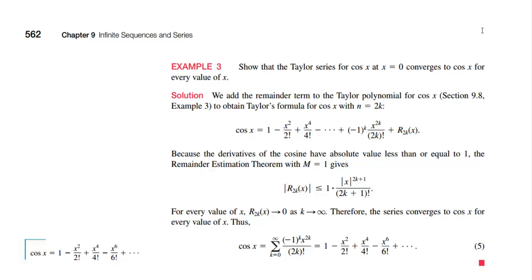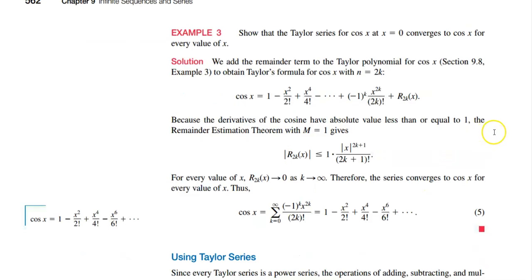And once again, the derivatives of the cosine all have an absolute value less than or equal to 1. So the remainder estimation theorem here with M equals 1 gives us the absolute value of r sub 2k of x is less than or equal to 1 times the absolute value of x to the 2k+1 power over (2k+1) factorial. For every value of x, r sub 2k of x approaches 0 as k approaches infinity. So this series converges to cosine of x for every value of x.